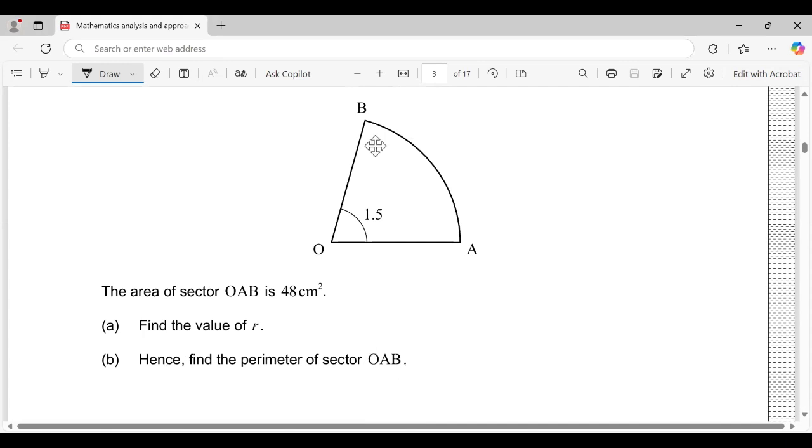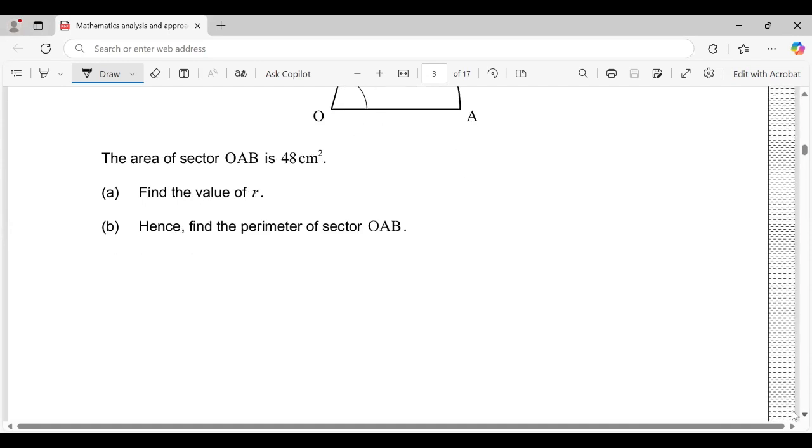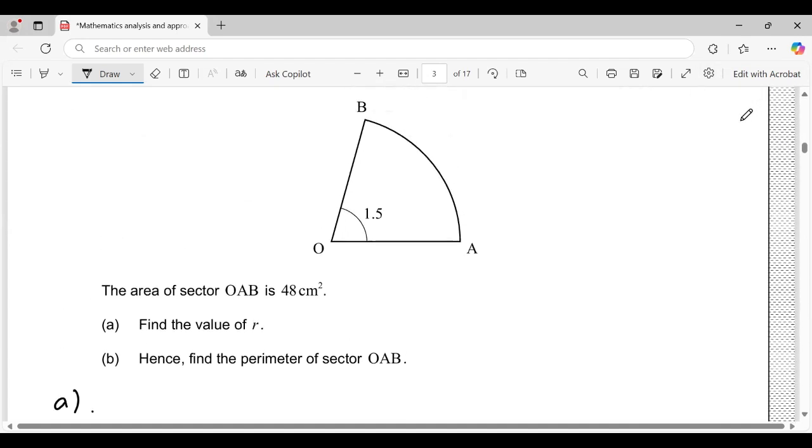So for question A, we are going to find r, the radius, first, and then we're going to find the perimeter, OB plus OA plus AB, or BA. According to this information, the area of the sector is 48 centimeters squared. So this area is 48 centimeters squared.